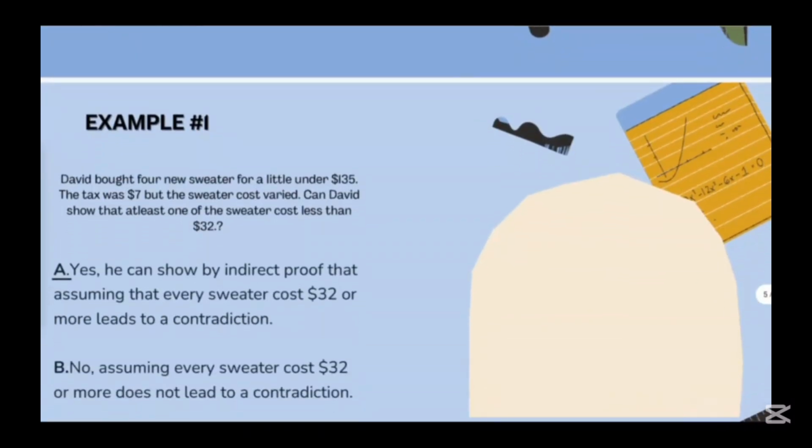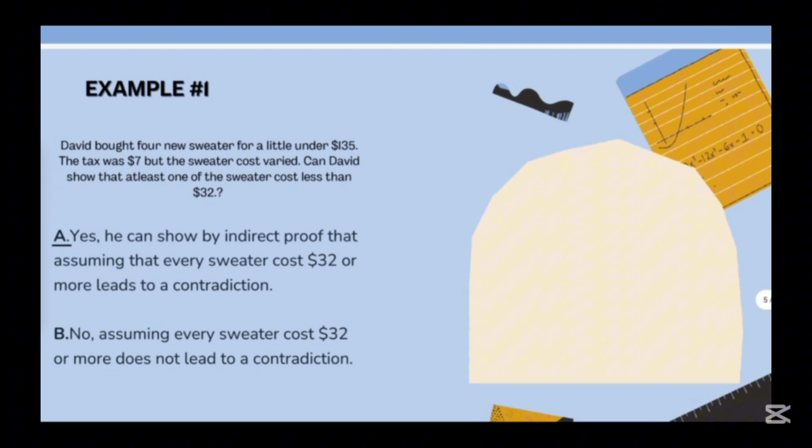Okay. Example 1. David bought a new sweater for a little under €135. The tax was €7. But the sweater cost worried him. Can David show that at least one of the sweaters cost less than 32? Okay.